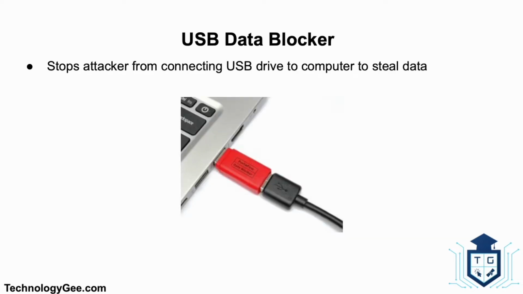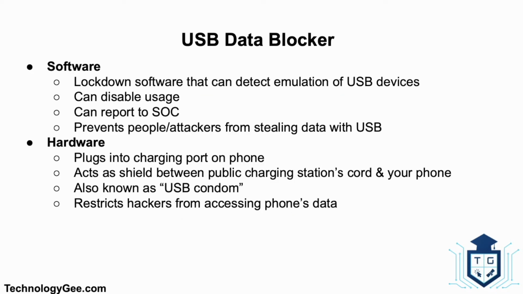Let's talk about a USB data blocker. So this is a device that stops an attacker from connecting a USB drive to a computer and stealing data. And there are two types of USB data blockers that you need to be concerned about for the CompTIA Security Plus 601 exam. The first one is a software data blocker. So organizations are utilizing security device lockdown software that can detect the emulation of USB devices that have been placed in the device and can promptly disable usage, in addition to reporting the exploit to the Security Operations Center.